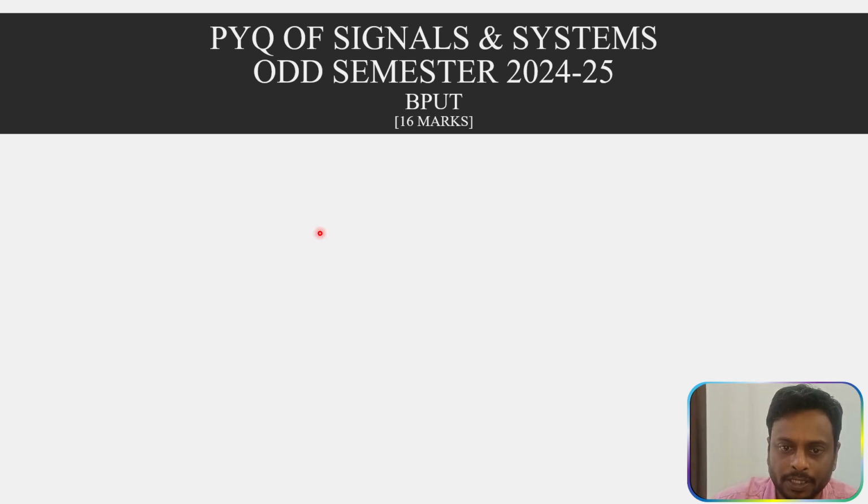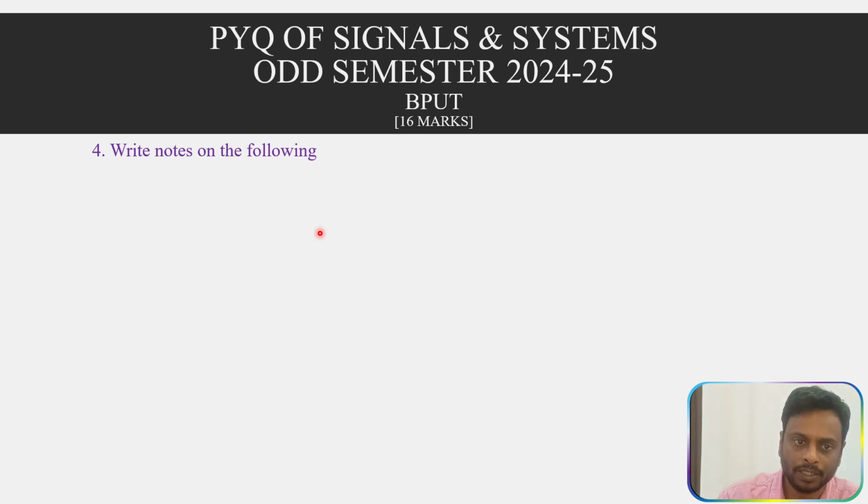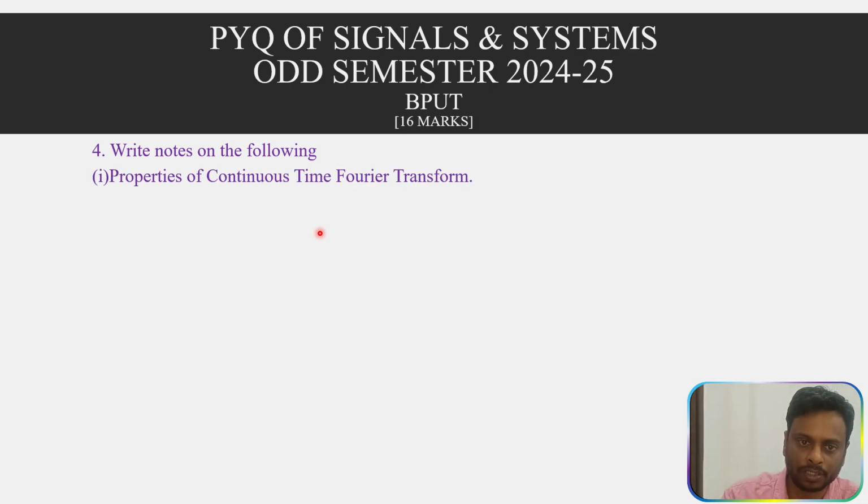Welcome to Electronics SLR. In this section, we will see one long question. In the previous lecture we discussed one long question. The second long question is divided into two parts. First, write a short note on the properties of continuous time Fourier transform. This is 8 marks, and the second 8 marks is a difference equation. So we will see the properties of continuous time Fourier transform.